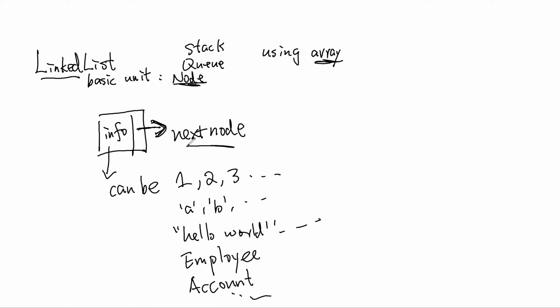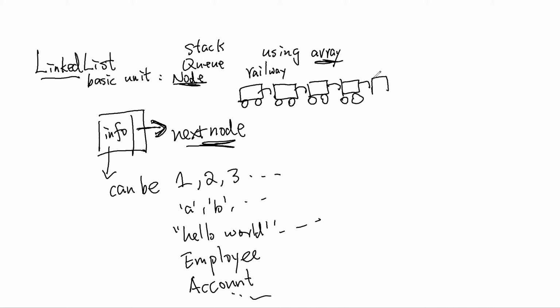So then what is this next node you need? This next node, so this kind of concept, if you recall the railway, the Amtrak, it looks something like this. So you have a cart, then you have a hook, and the hook is going to hook to the next cart, and then a hook to the next cart, and then a hook to the next cart. That's a real railway.